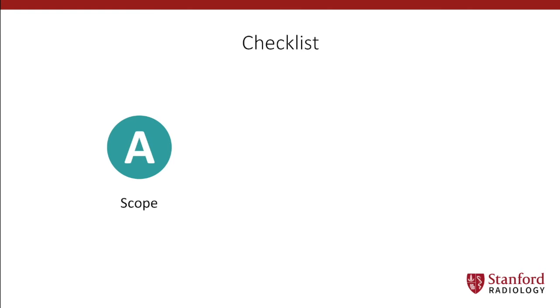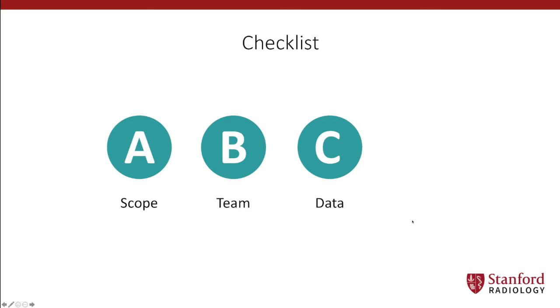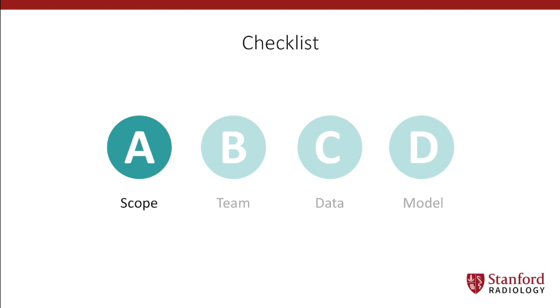First is define the scope of the project. The second step is make sure to work with the right people so that you have clinical, imaging, and technical expertise on your team. And the third step is to make sure that you either prepare your data or that you use publicly available data. And the last step is to train, validate, and test your model. Let's start with the first step, the scope.